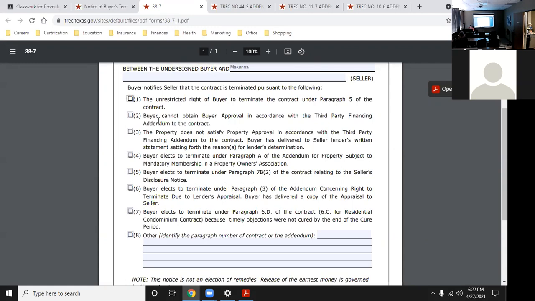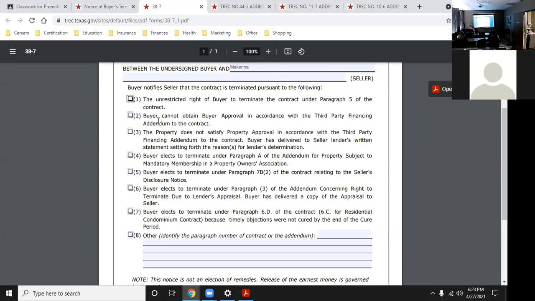However, this is if it falls through with no fault of their own. So if the buyer cannot obtain buyer approval in accordance with the third-party financing addendum at the fault of the loan or the financing, not so much what they've done. Since I'm the one purchasing the house from McKenna, if I go out and buy a new Bugatti because I love cars, and then because of that purchase, I can no longer qualify for my loan, that's on me. This does not apply because that's not at fault of the buyers, which is basically what this box is for.